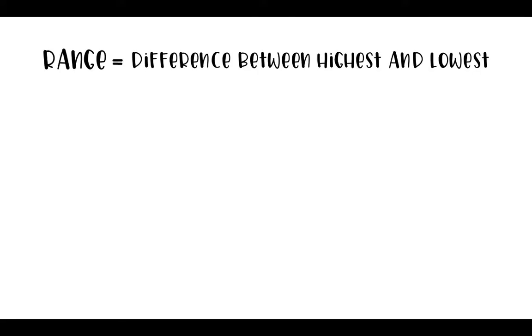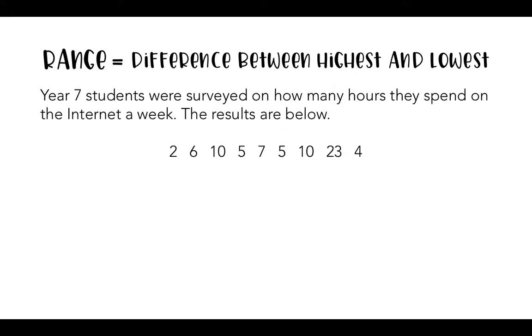Now our last little bit of summary statistics, our last little way of explaining data, is our range. Range is the difference between our highest and lowest values. So we want to know how far between the two values, or how big a difference there is. Again, we're going to look at that same data, the amount of time spent on the internet, and find the range for the internet times.